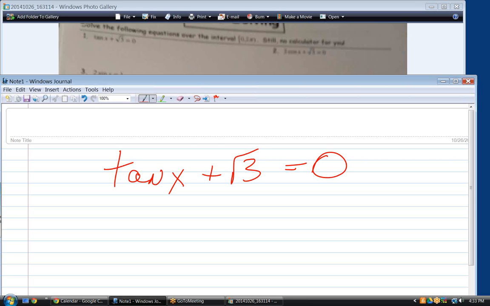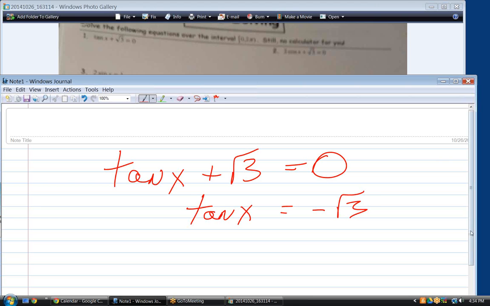Most of these problems you're going to solve just like the way you would solve algebraic equations. What's the first step? Get tangent by itself. Well, we'll start by getting tan x by itself. Now what? At this point, we need to use the inverse trig functions.